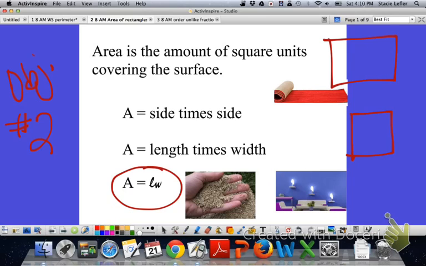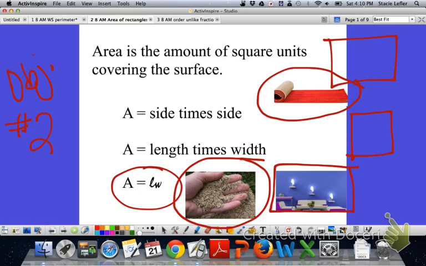Well, area is useful for finding how much paint you need to buy to cover the surface of a wall, or carpeting for your floor, or even how much seed you need to cover all the square footage of a yard.